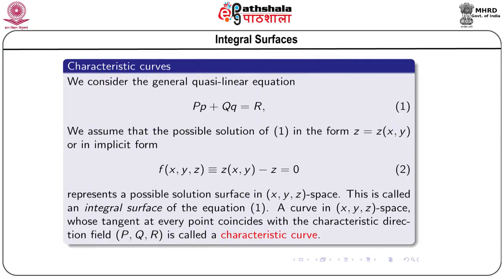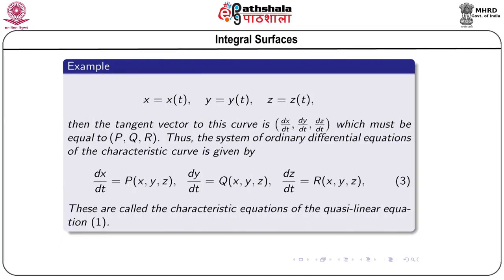Now I want to mention here that for this quasi-linear equation we obtain a curve which is the solution of the simultaneous equation, and those curves are called characteristic curves. So, how can I obtain the equation of a characteristic curve? Suppose the equation of a characteristic curve is given in parametric form.